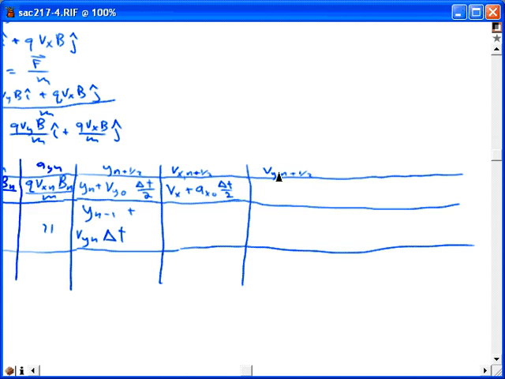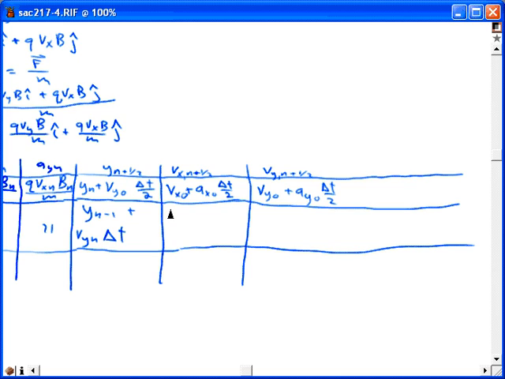Okay, so Vy n plus a half is Vy. This is the one on this line, which is the 0. I think I'll go ahead and indicate it since this is a special formula. Vy 0 plus, so it's the one over here, plus the acceleration in the y direction at time 0 times delta t over 2.